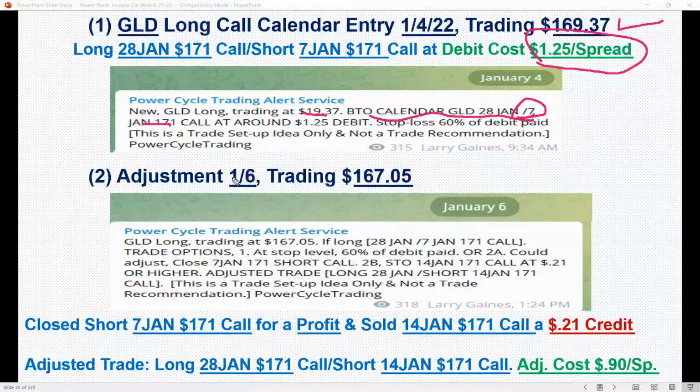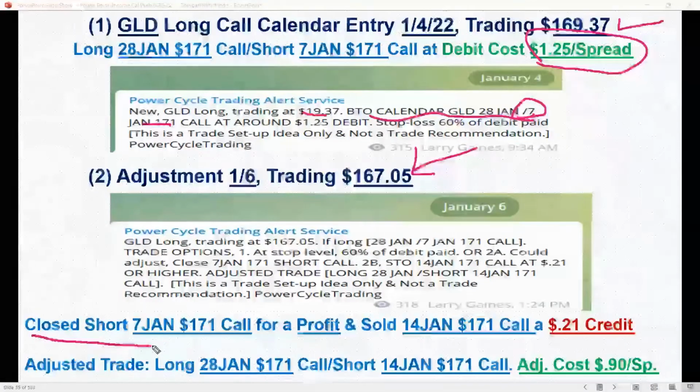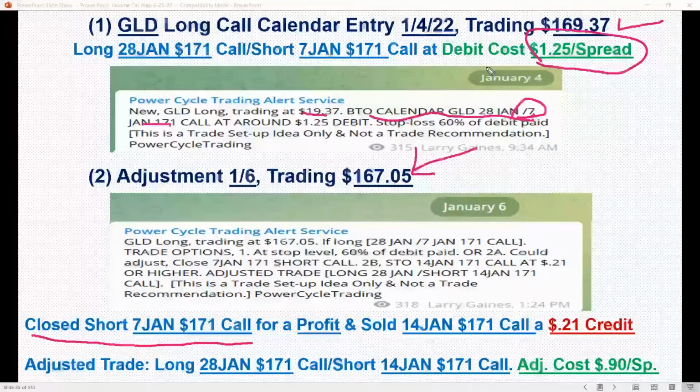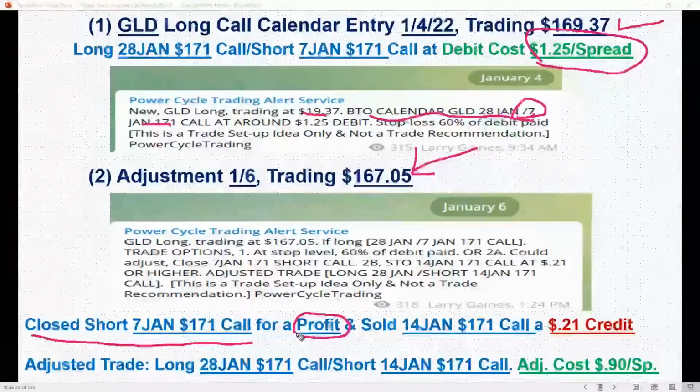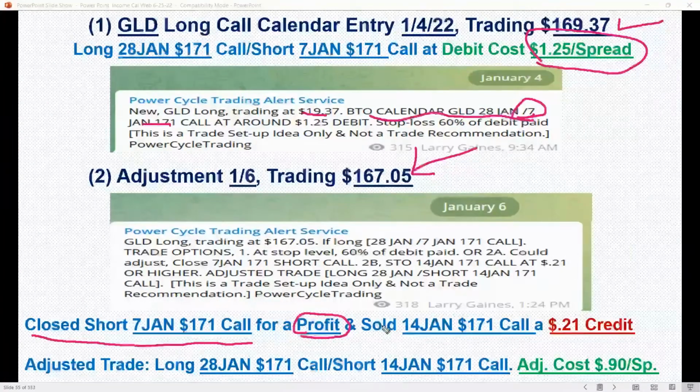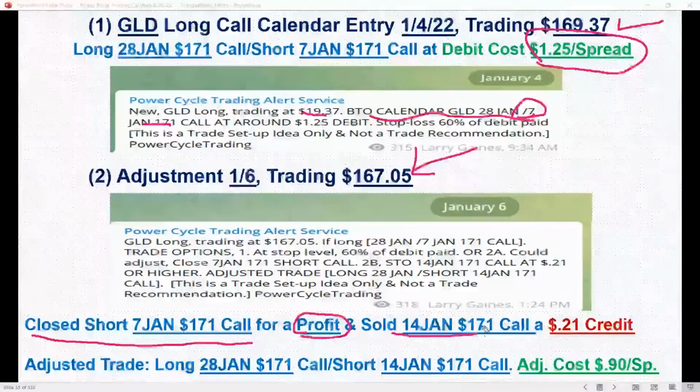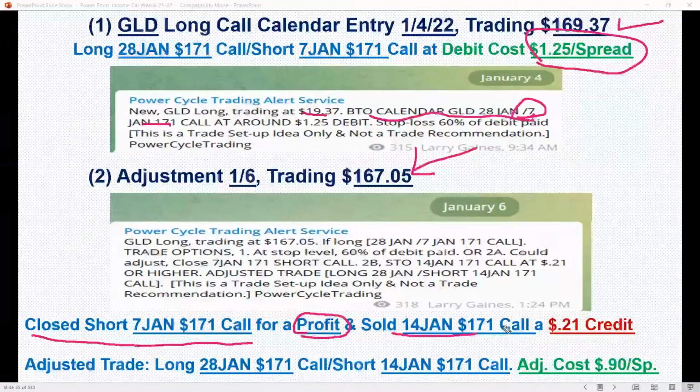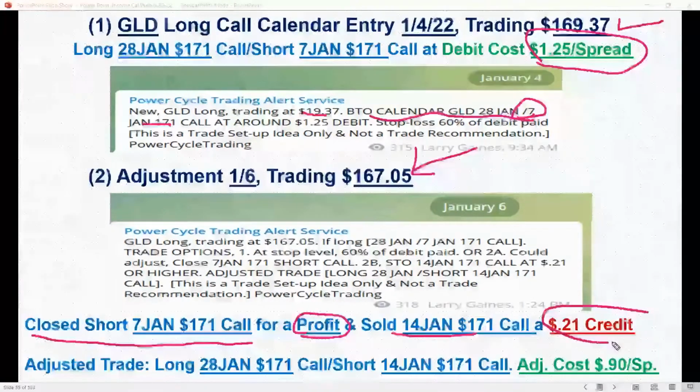On the 6th, it was now trading below, down to 167.05. When it traded down, we were able to close out the 7 Jan 171 call that we shorted for a nice profit, and then did a roll to the next option series out, which was the 14 Jan, and sold again the 171 call and brought in a 21 cent credit.